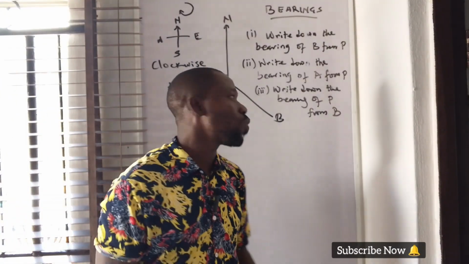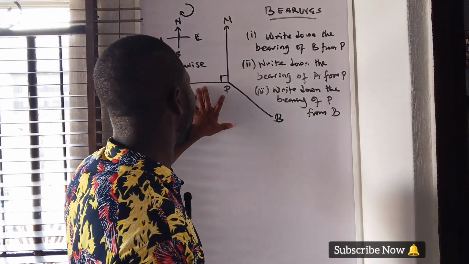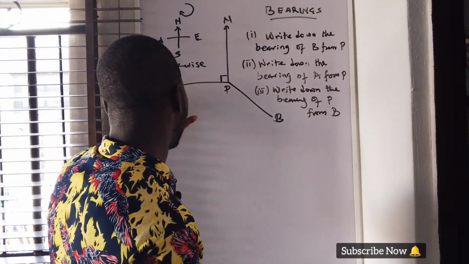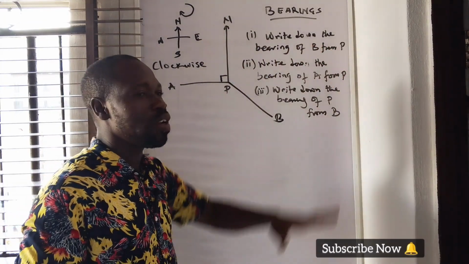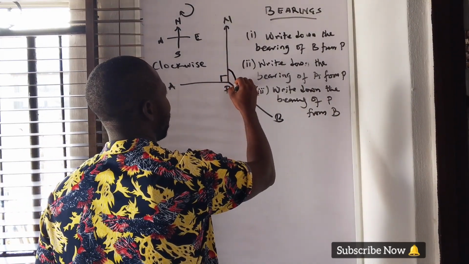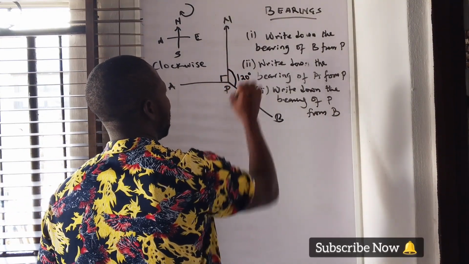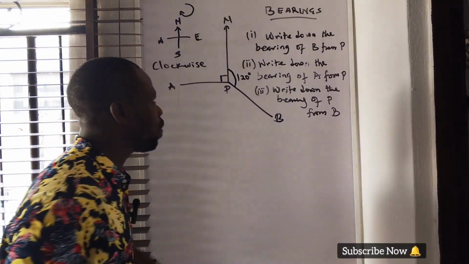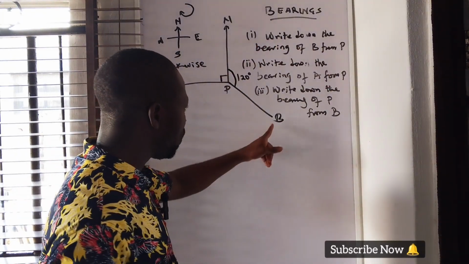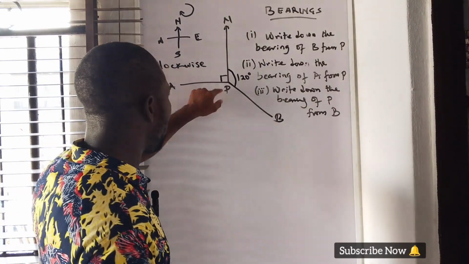All right, now in this question, we have this diagram and we have the north, we have a point P, we have a point B and a point A. The first question is to write down the bearing of... we have an angle in the question, I forgot to put it. That's 120 degrees right here. So the first question is write down the bearing of B from P.